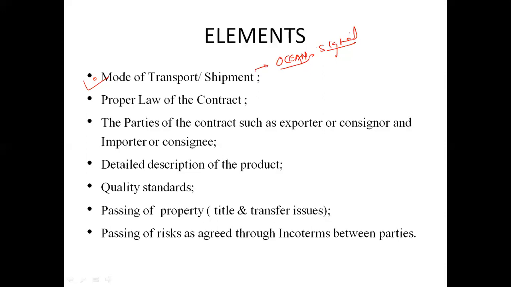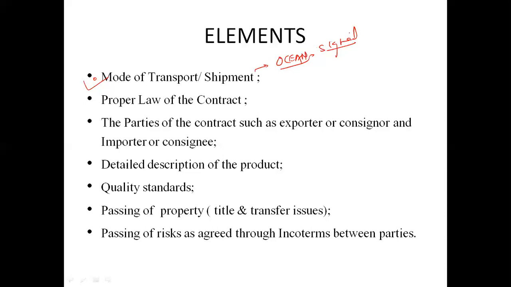A proper law of the contract should be there. This is the most important thing. Be careful while selecting the law of the contract. The parties to the contract are the exporter or consignor and the importer or consignee. Be careful whether you are the exporter or consignor, and whether it is the importer or consignee. Many a time the importer is one party and the consignee is another. So whenever you prepare and submit the documents, be careful whom to submit to and what kind of documents need to be submitted.